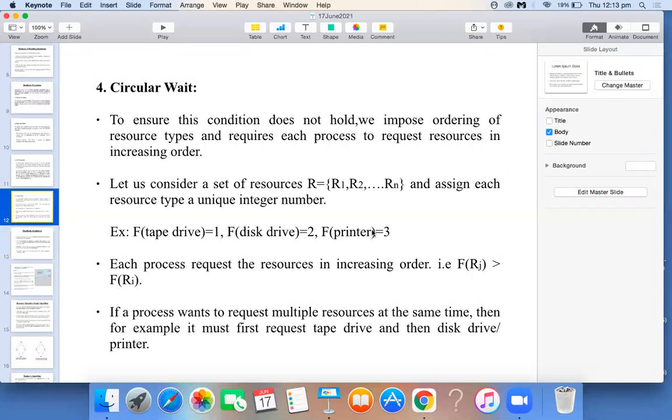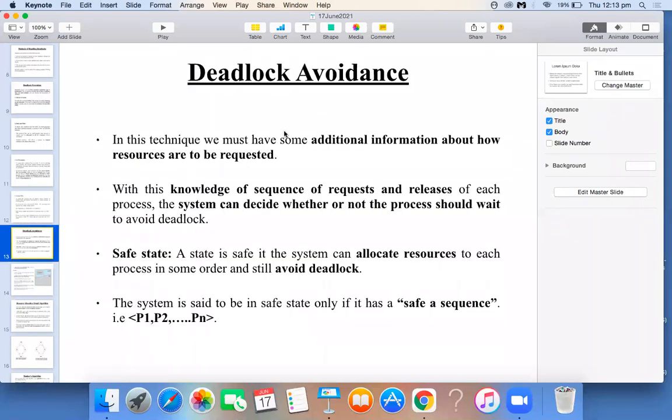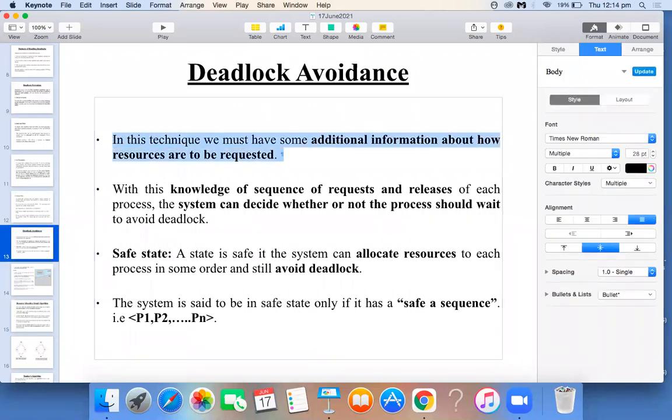Okay, so in today's session we will discuss another protocol which is used for avoiding the deadlock. Okay, how you can avoid the deadlock occurrence in your system. Now observe the very first point here. This is the important point.